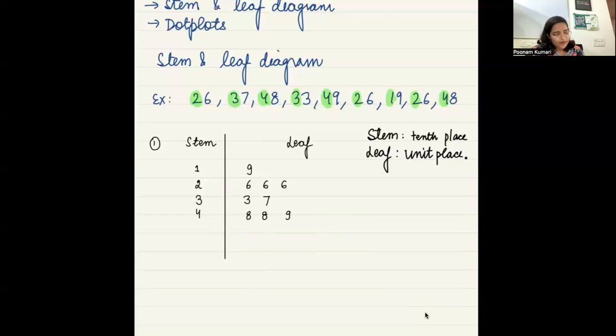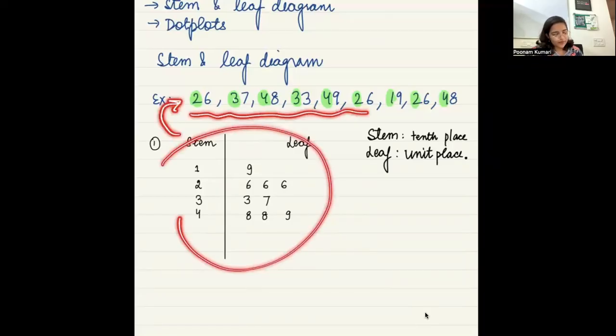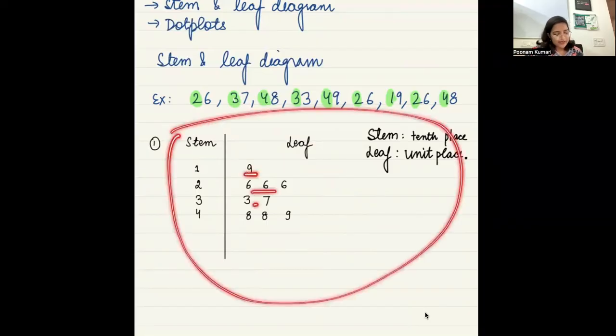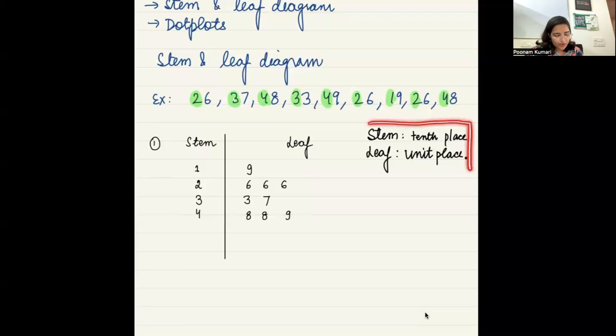Okay. So whenever you see any diagram like this, you can find what was your data. So 19 was one number, then 26, and then again 26, and then again 26, and then 33, and then 37, and then 48, and then 48, and then 49. Okay. So that is what you have to do. Write leaves, and then just mention what was your stem and what was your leaf so that you can figure out the data. Okay. Is that all right?